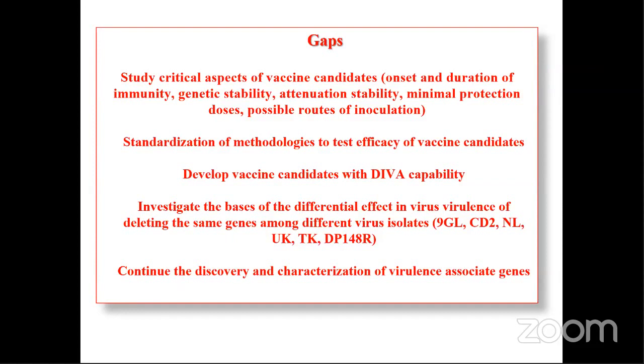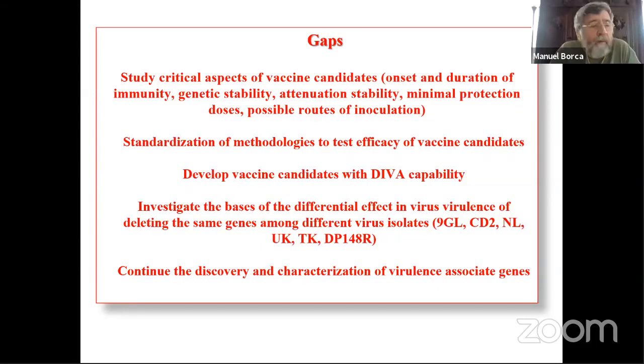Is the MA104 cell line possible for vaccine production? No. That cell line worked very well for the detection of infectious particles using different isolates, but it does not efficiently support the replication of the virus on a large scale.